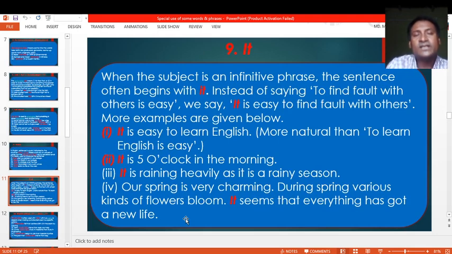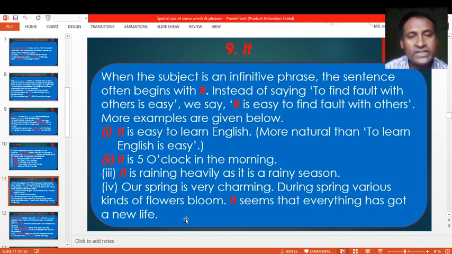Next slide. Introductory it. When the subject is an infinitive phrase, the sentence often begins with it. So the word it in those sentences has no meaning. It is used like introductory there. Instead of saying to find fault with others is easy, we can say it is easy to find fault with others. Here the word it has no meaning. It is just used to introduce a sentence. These examples will cover your understanding of the use of introductory it.